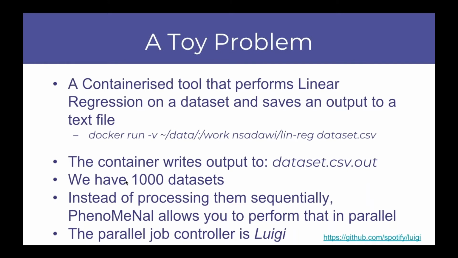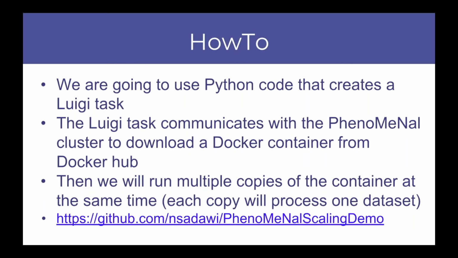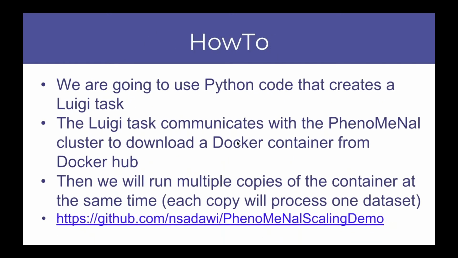We have 1,000 data sets, and instead of doing them sequentially, we will do them in parallel. In order to do that, again, we're going to use Luigi. I will provide you Python code that helps you create Luigi tasks, and then we will see that Luigi is going to communicate with the Phenomenal cluster to download the Docker container from Docker Hub and then run it. Remember, this container is now saved online on Docker Hub, under my own account. And we will run multiple copies of this container.